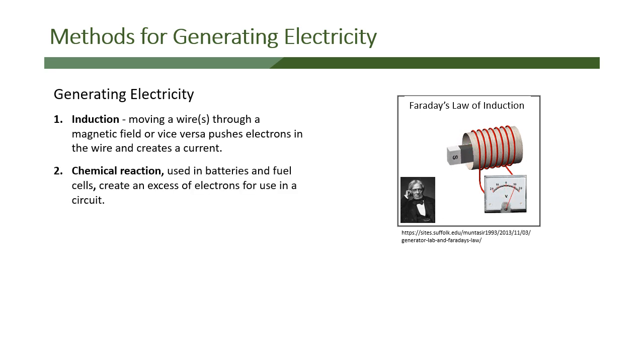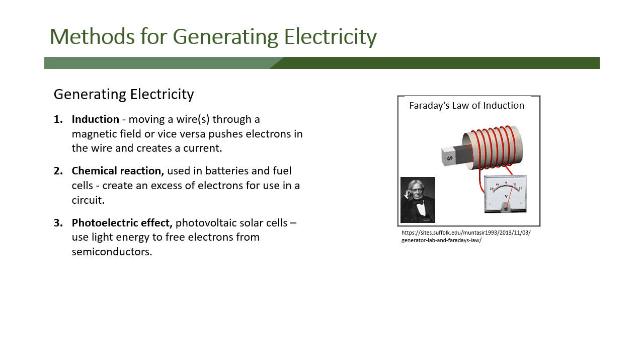The second method is through chemical reaction, and we're talking here about batteries and fuel cells. What they do is chemically create an excess of electrons that can be used by a circuit. The third one is the photoelectric effect, or photovoltaic solar cells. They use light energy to free electrons from semiconductors, which then makes them available to do work, that is, a current that can be used by a circuit. So those are the three basic methods for producing electricity: induction, chemical reaction, and the photoelectric effect.